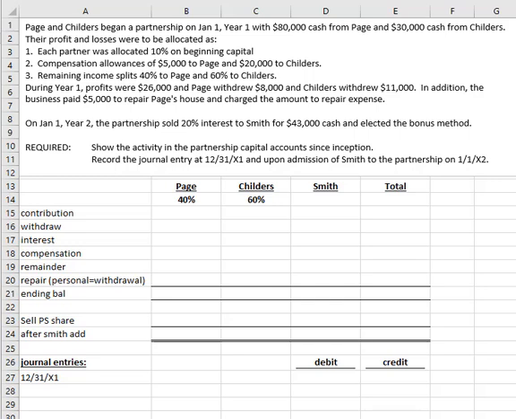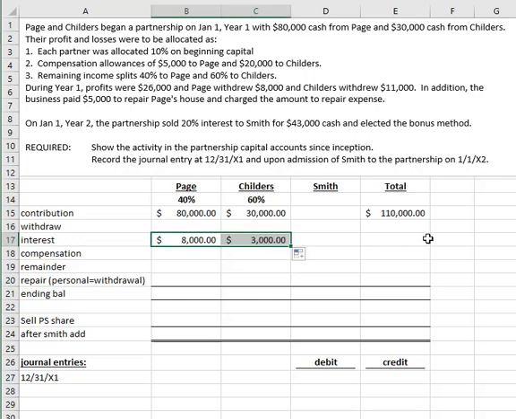All right, so we have a new partnership, so their initial contributions we can put in here. So Page and Childers, we got $80,000 cash from Page and $30,000 cash from Childers. So that's sort of your beginning partnership capital, if you will. All right. Then it tells you that each partner gets 10% on beginning capital. So let's do that. The initial contribution would be the beginning capital.